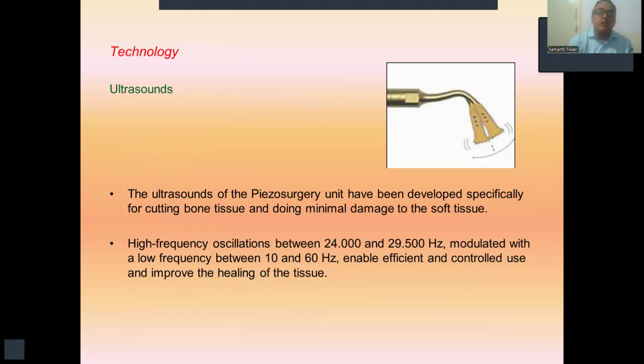Technology: ultrasounds of the piezoelectric unit have been developed specifically for cutting bone tissue and doing minimal damage to soft tissue. High frequency oscillation between 24,000 and 29,500 Hz modulated with low frequency between 10 and 60 Hz enables efficient and controlled use and improved healing of tissues.